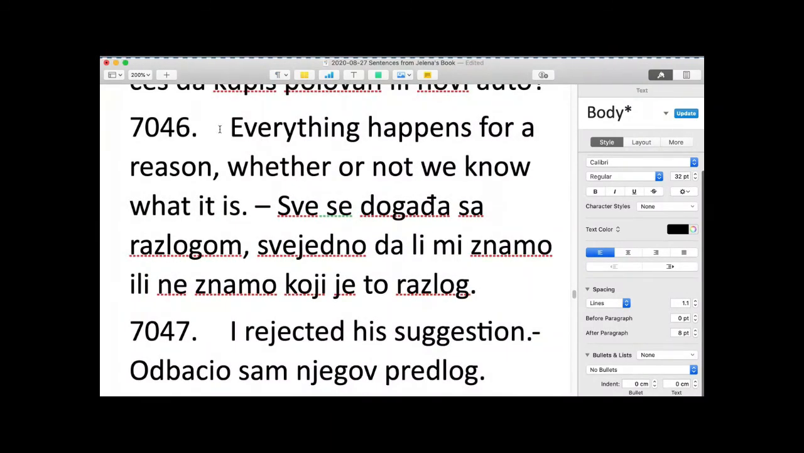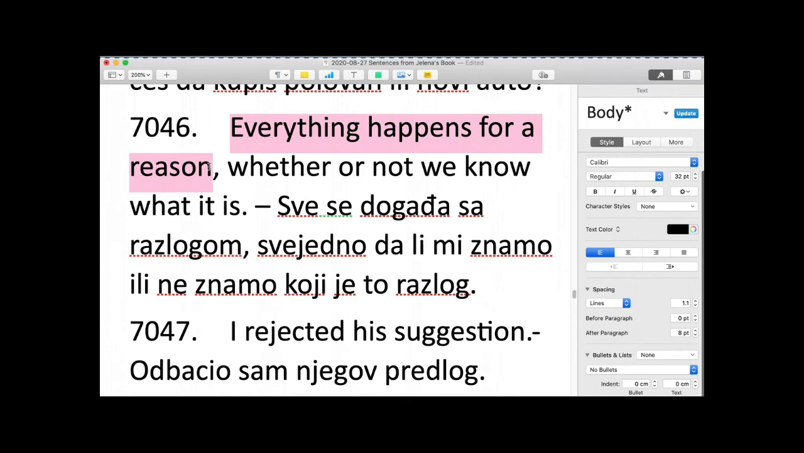Oh, this is great to see. This is really common. I think this is common all over the world. People say this in one way or another. Everything happens for a reason, whether or not we know what it is. This is really helpful for Yelena's followers. I'm really glad to see it in the book because people say that so often. Often they just say everything happens for a reason. Whether we know what it is or not, this is true. Everything happens for a reason. It's what many of us believe.